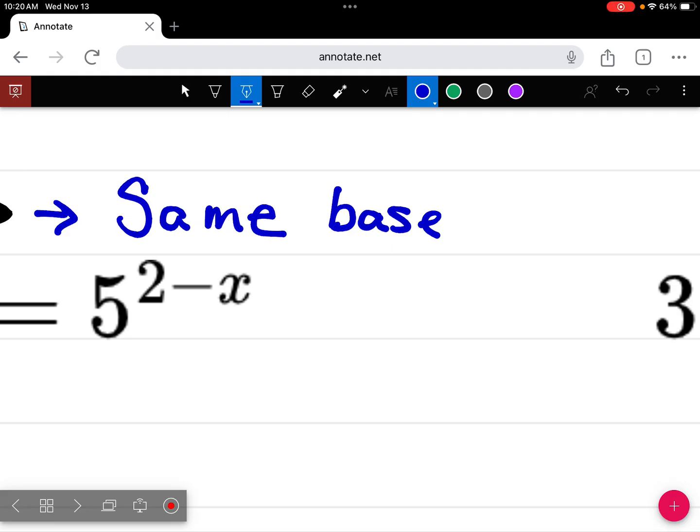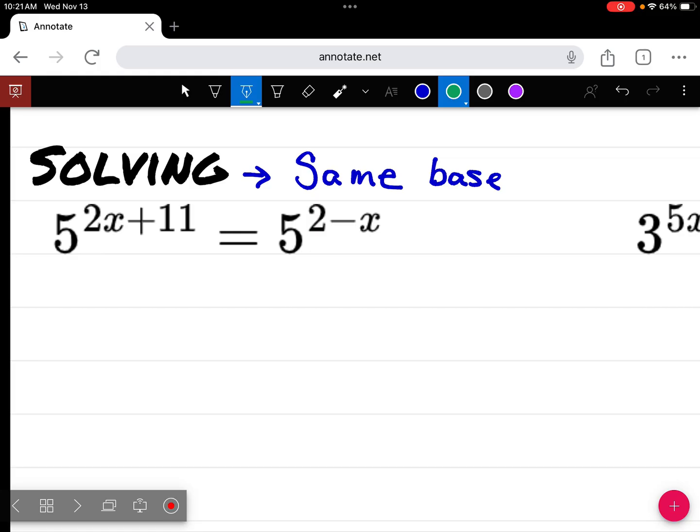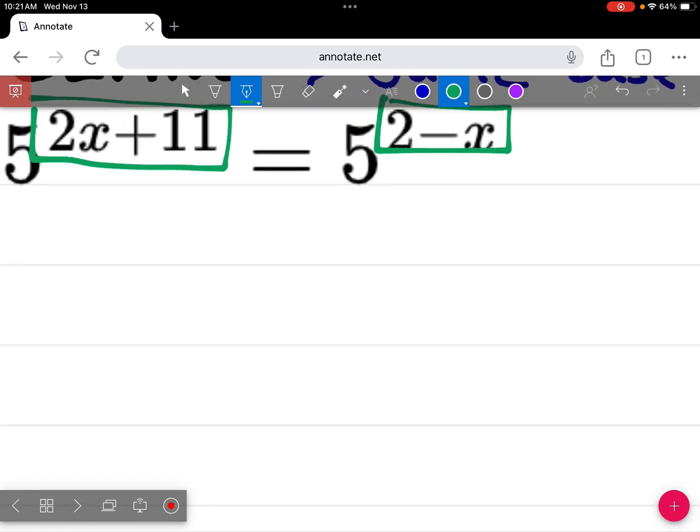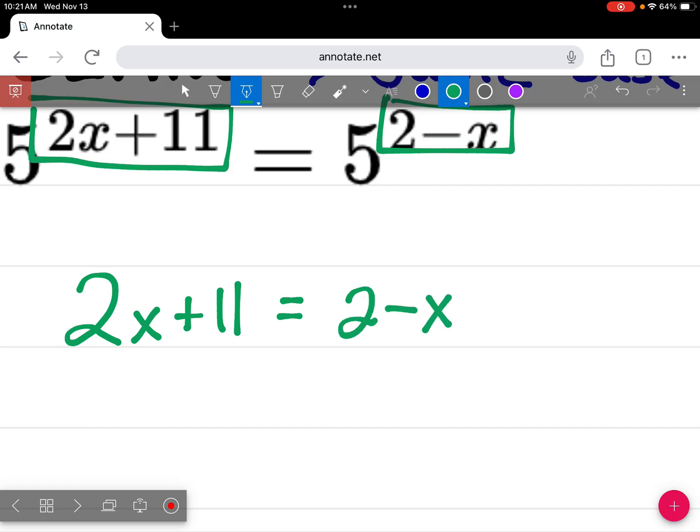So if I have 5 to the 2x plus 11 and 5 to the 2 minus x, I know these 2 statements in my exponents have to be the same. In order for 5 to the something to be the exact same thing as 5 to a different thing, those two pieces must be identical. So this guy has to equal this guy. Since my bases are the same, I don't have to do any work to get there, which we like. So all I need to do is take the fact that 2x plus 11 has to equal 2 minus x.